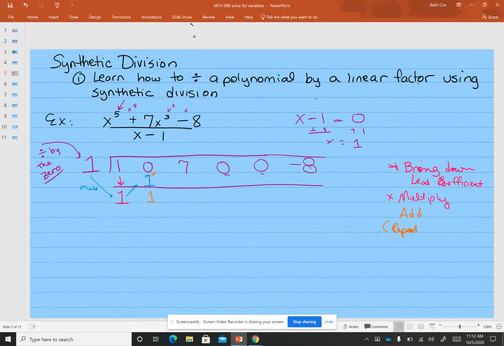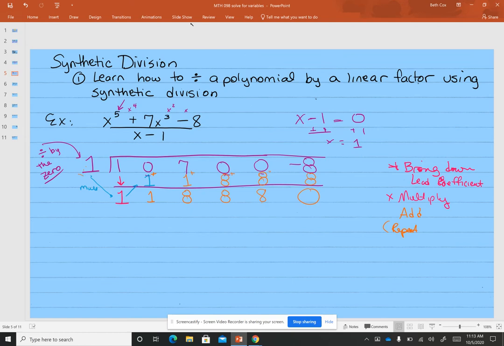So 1 times 1 is 1. And then I'm going to add 7 plus 1 is 8. I'm going to do 1 times 8 is 8. I'm going to add and I'm going to get 8 again. 1 times 8 is 8. I'm going to add, get 8 again. 1 times 8 is 8. I'm going to add this time and get 0.